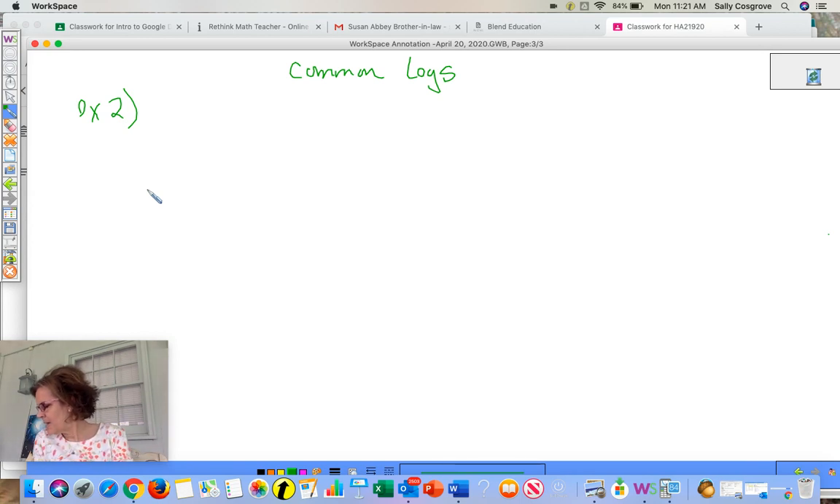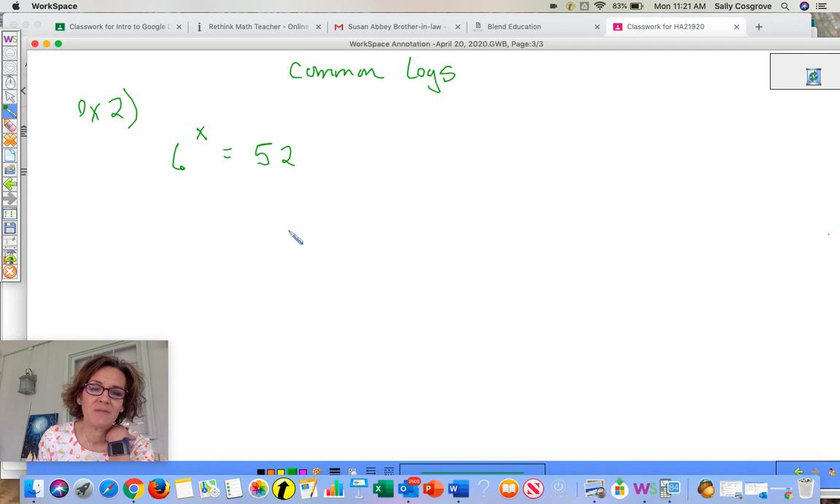Let's see, how about 6 to the x equals, I don't know, 52. 6 to the x equals 52. And your instructions would be something like solve and round. Okay, solve. 6 to the x equals 52.